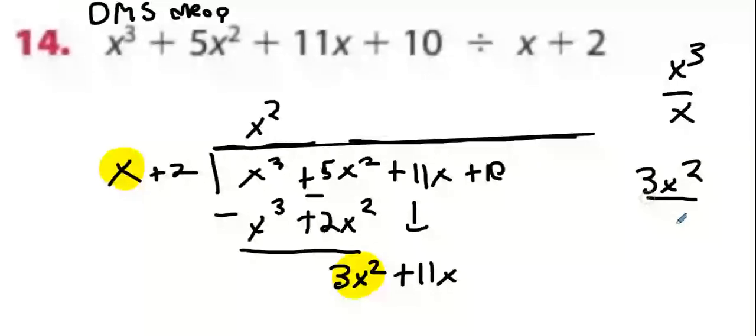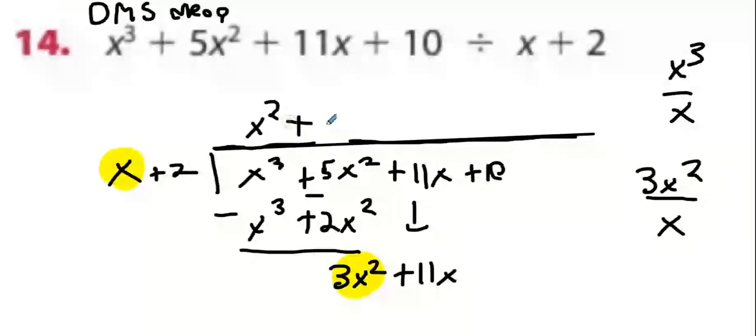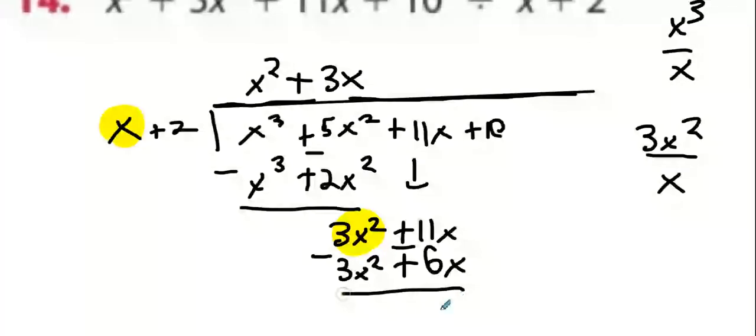3x squared divided by x. And what do we get? 3x on division. Multiplication means multiply the 3x by the 2, it is. And what do we get then? 3x squared and 6x. Yeah, that's what we get. Take them away. What's left over? Drop the 10. Now what happens?